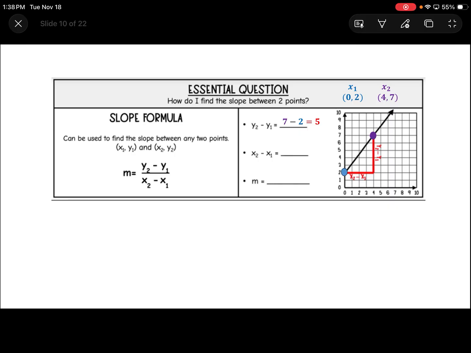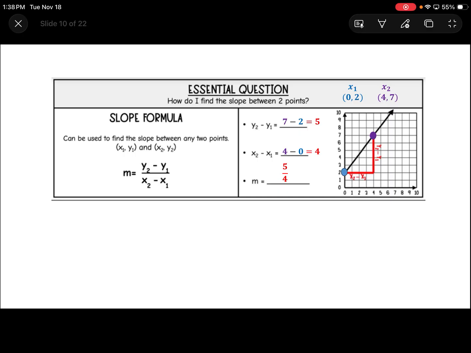Then it says go back to the second. This is the number one mistake. I get a lot of kids that want to do 7 minus 2, and then they want to do 0 minus 4. That will get you the wrong sign every time. You'll have the right number, but you'll have the wrong sign. You've got to go in the same order. So you're going to have 7 minus 2, and then you're going to have 4 minus 0, which means my slope would be 5/4. Is that what we got when we counted?